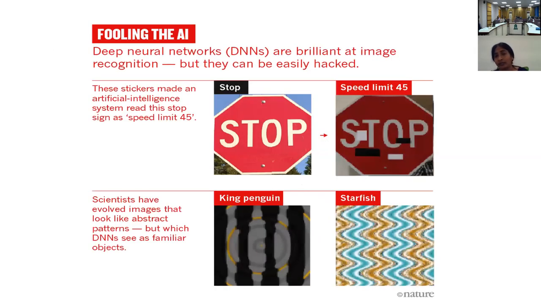So here are some examples that Nature has mentioned. Deep neural networks are brilliant at recognition, but they can be easily hacked. The first sign, they trained it for that stop sign, but they just put, if you can see, small stickers, and it gave an output that said speed limit 45. That was the prediction when they put the stickers. And this was what it was trained on, King Penguin. They put these lines in the image, and the prediction was, this is a starfish.